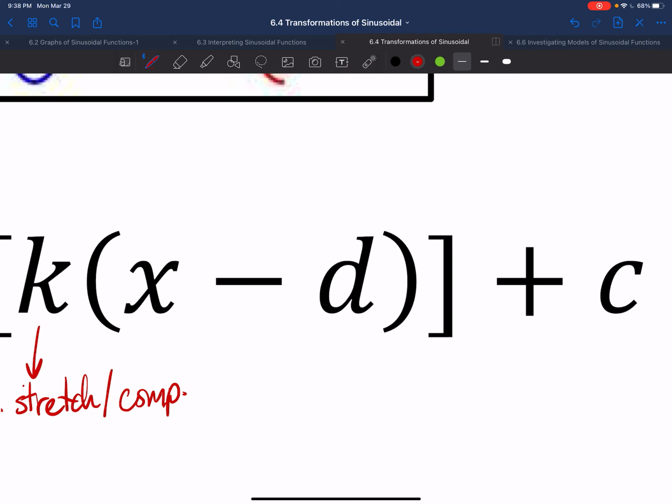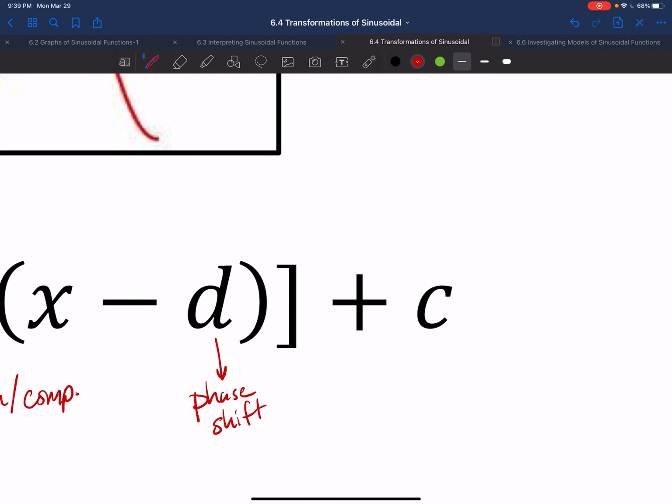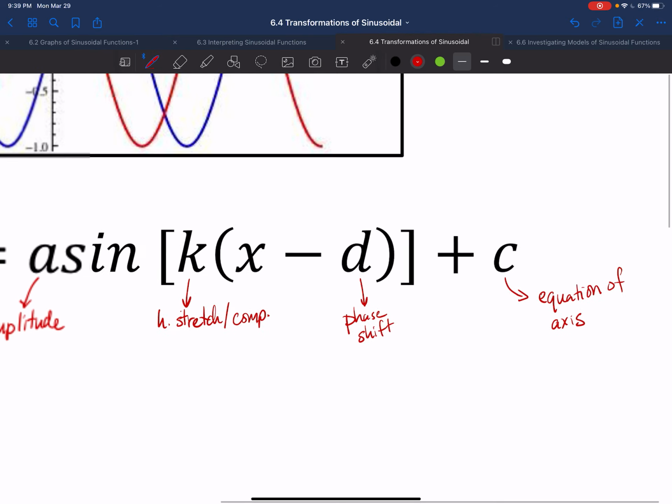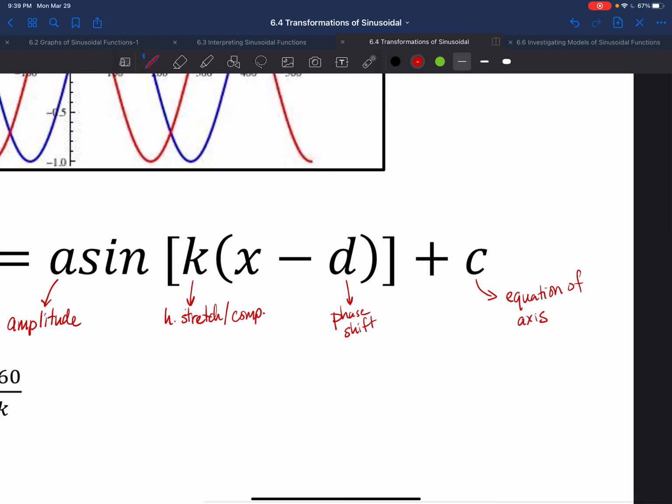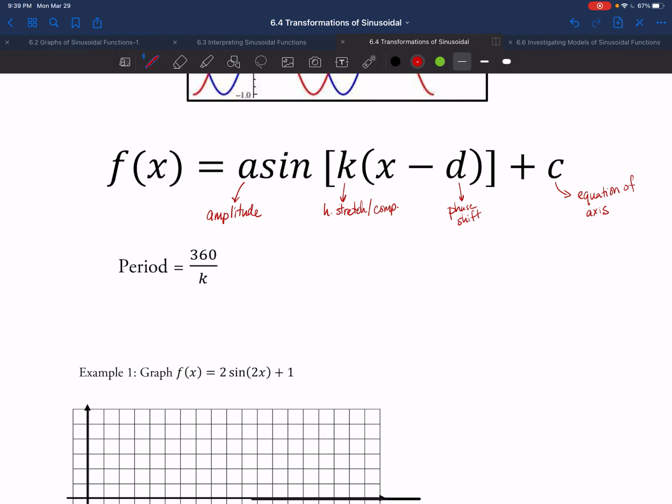D is horizontal translation, but we call it a phase shift. But it means the same thing. And then C is a vertical translation, up or down, but this will be your equation of axis. Because normally, without any transformations, the parent function has the equation of axis as 0. So if I add anything or subtract anything from 0, it's just whatever that number is. So C is the equation of axis.